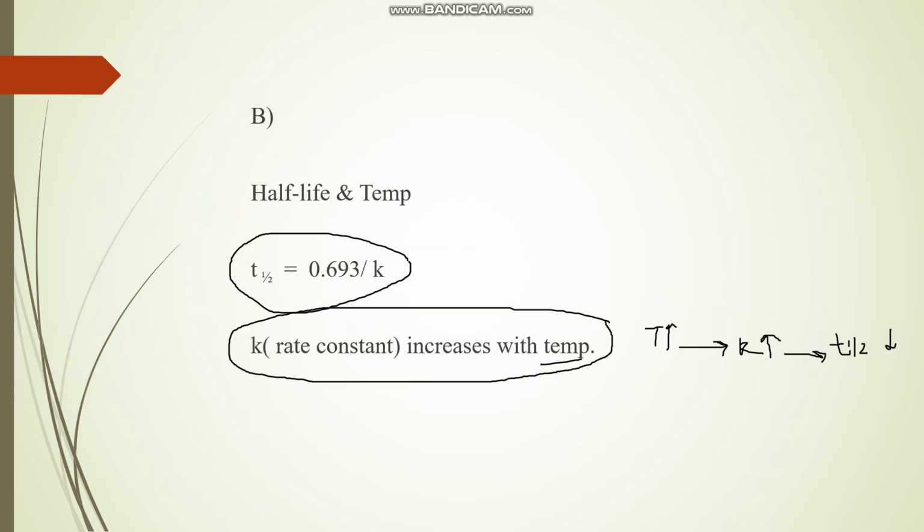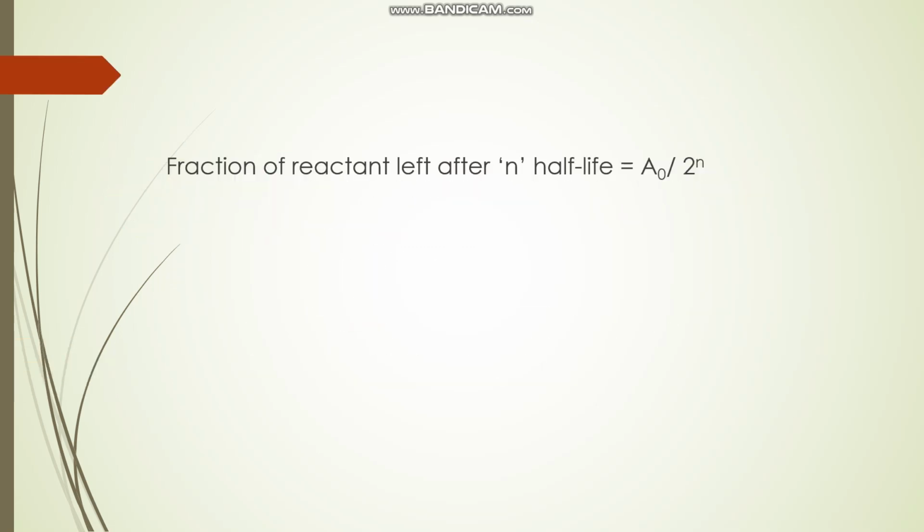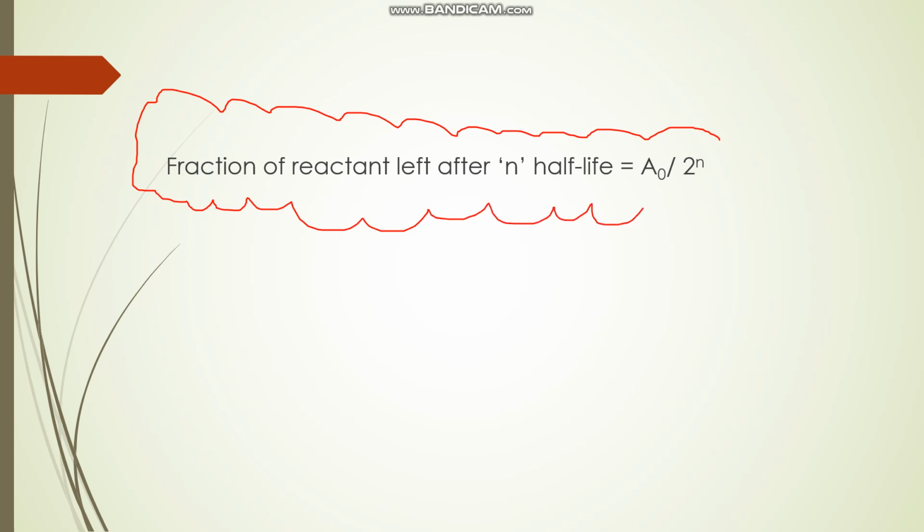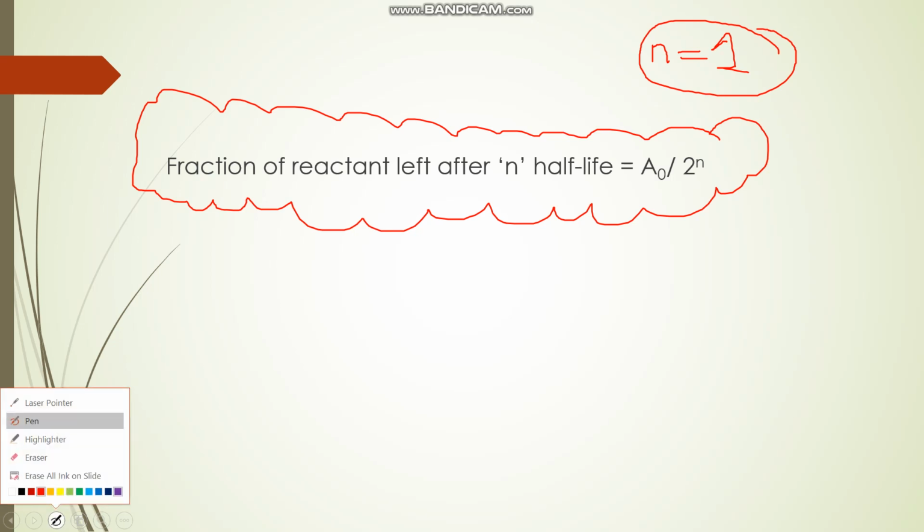Okay, so now let's see the D option, right? So this is the basic formula, which is used for a first order reaction when the time period is given in terms of your half-life, right? So let me write over here that this is applicable for only first order reaction. It's a very important point, right? You should not use this formula for the rest of the orders. It's only for your first order reaction, right?